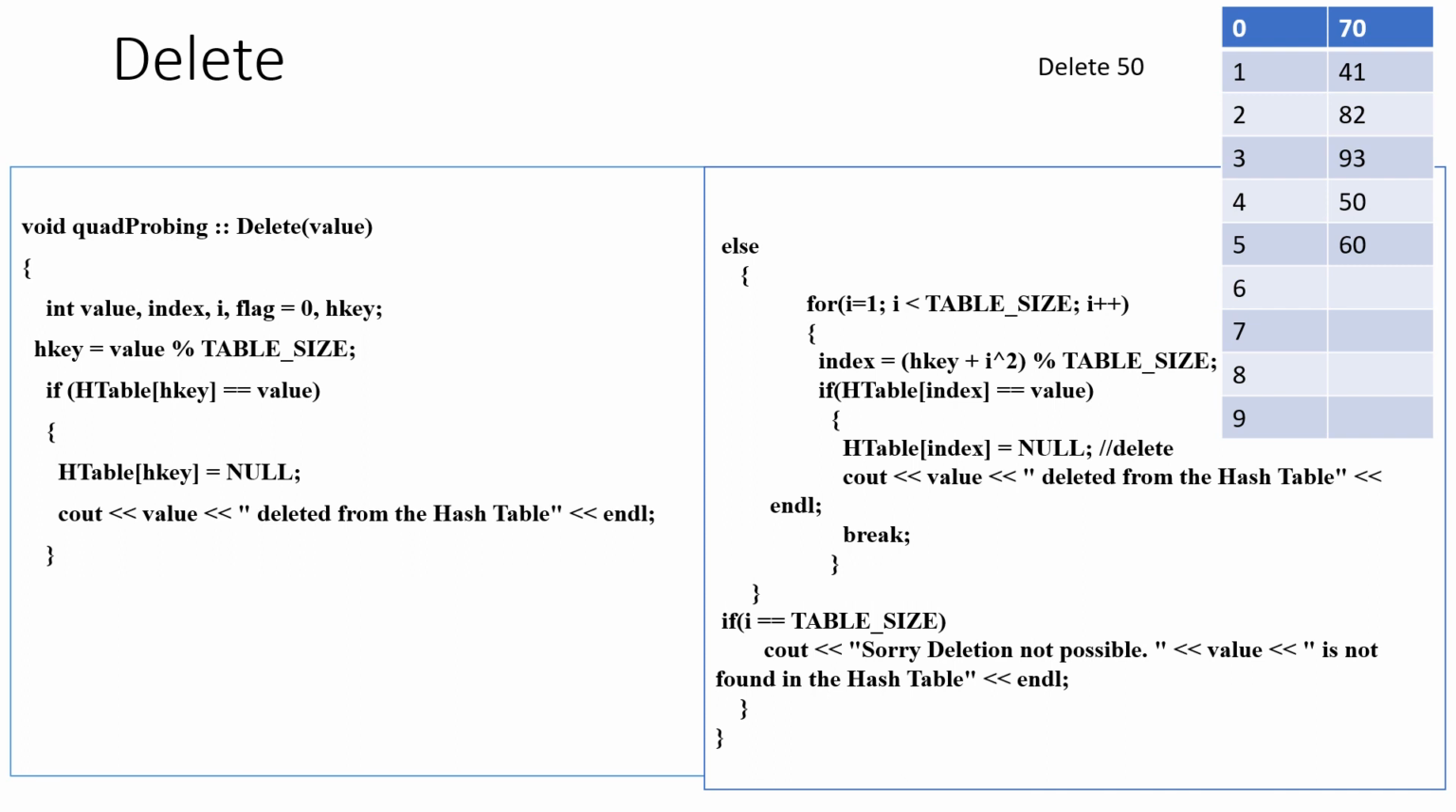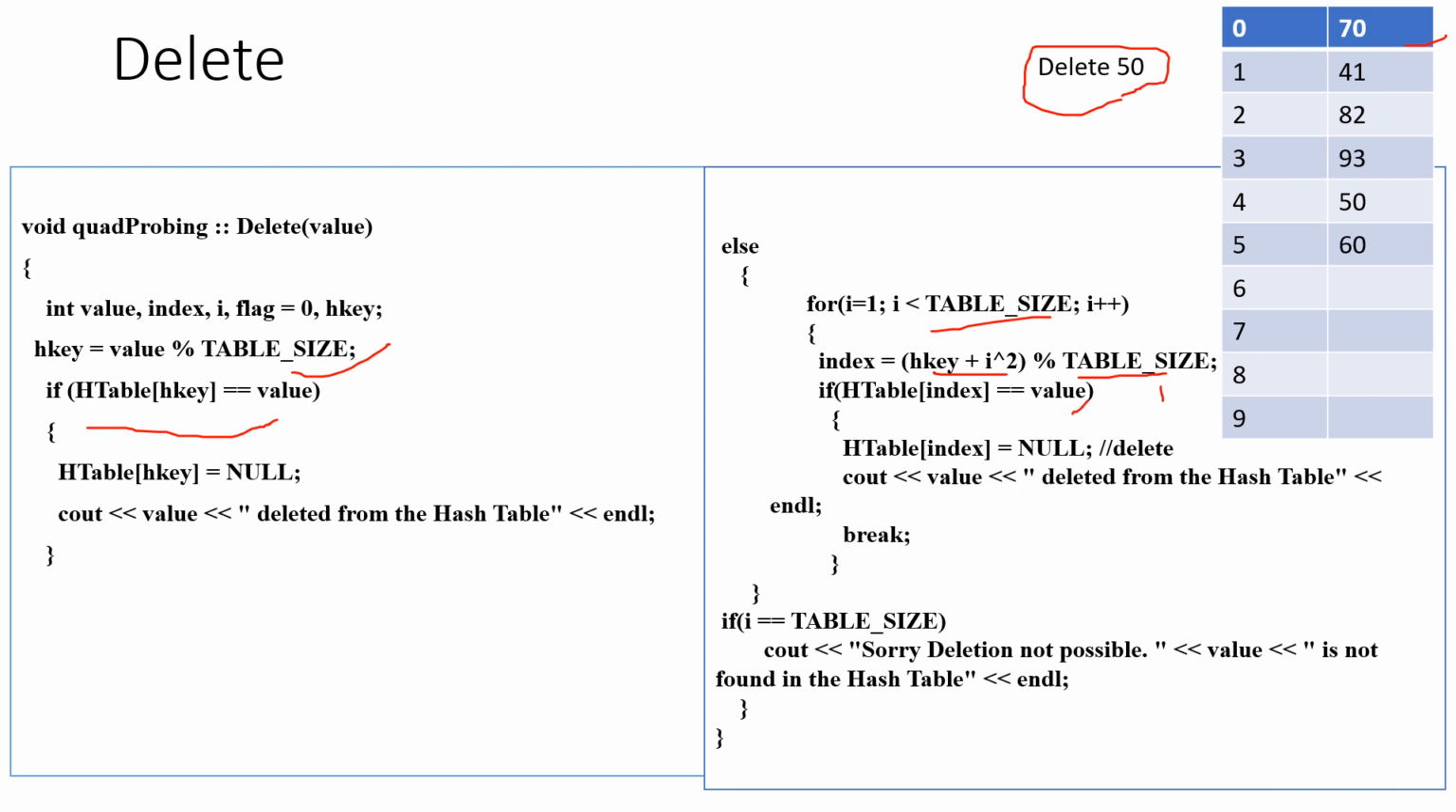In the deletion problem, suppose I say delete the 50. First of all, delete the 50. First calculate the index, and you will get index 0. Check whether the hash table at the 0th index is equal to the value 50. No, it's not there. Come to the else part. Then what will you do? Index equal to 0 plus i square. The i value is 1, 1 square is 1, modulus table size. Then check the value 1: is the hash table at index 1 equal to 50? No, this is not true.